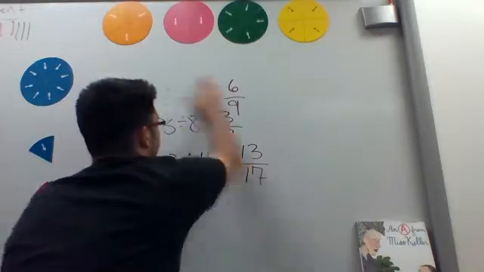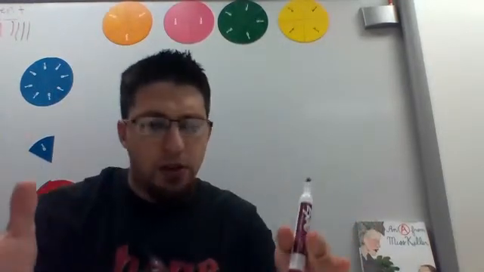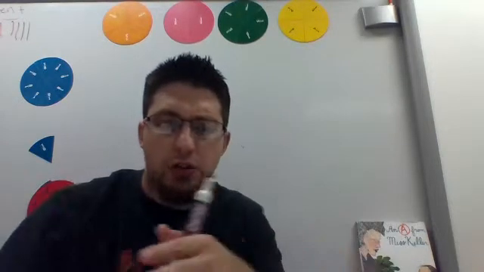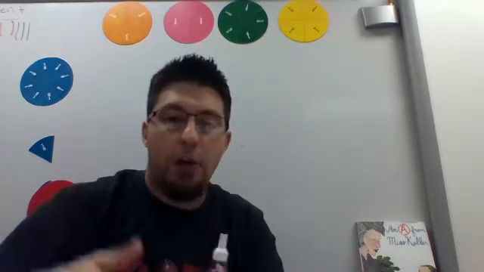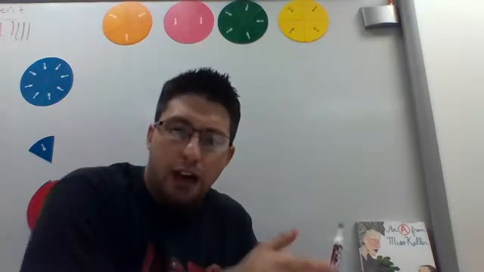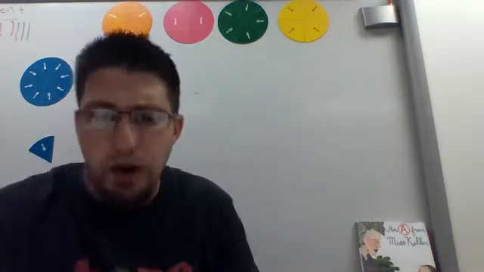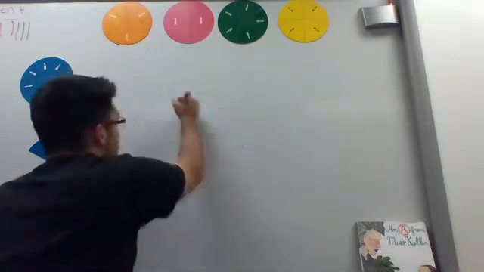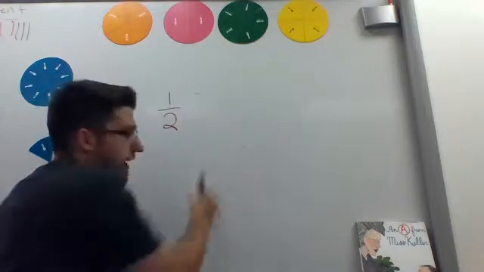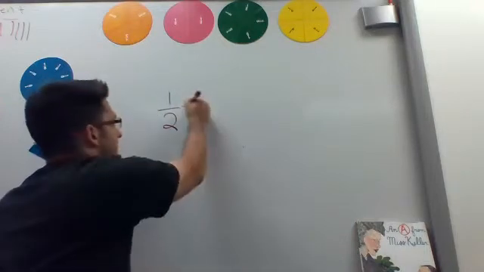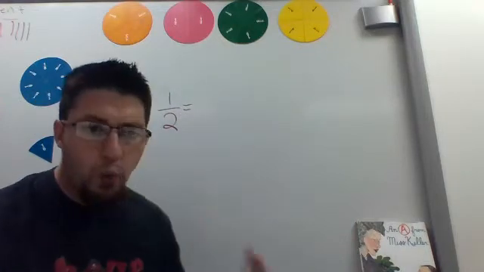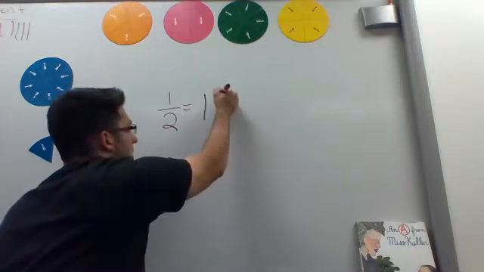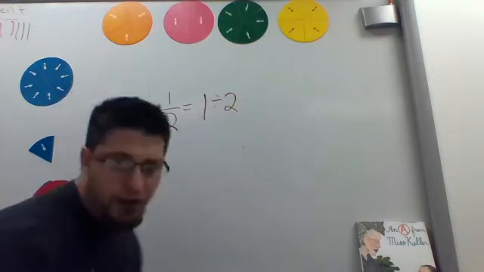Now, let's look at this. We're going to go the opposite way now. Just now we were looking at going from a division to a fraction. Now I want to do it the other way around. I want to look at a fraction and then turn it into a division problem. It's the exact same process. So if I have 1/2, that's the same thing as saying 1 divided by 2.